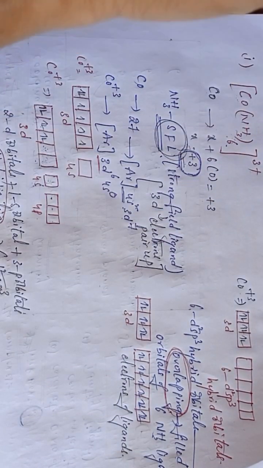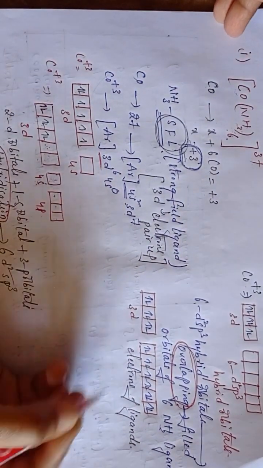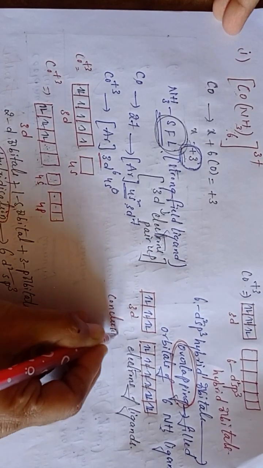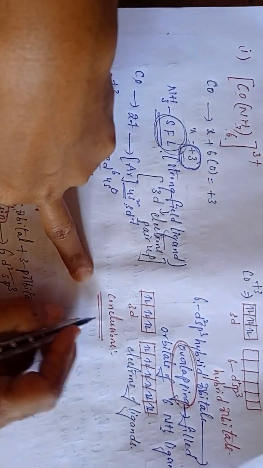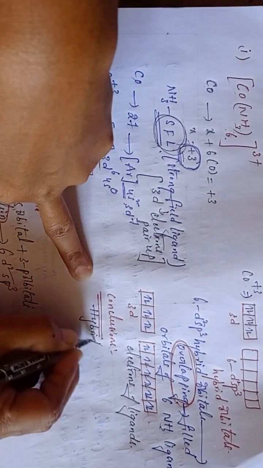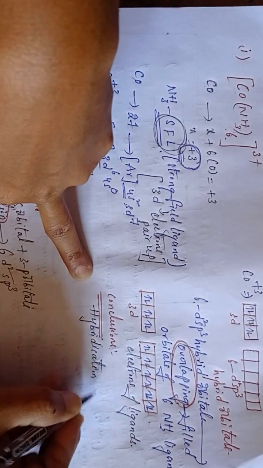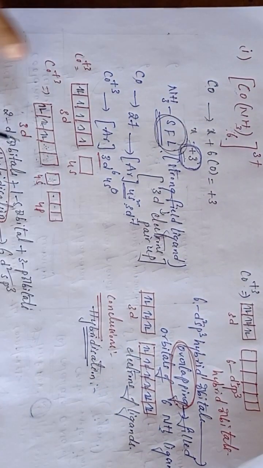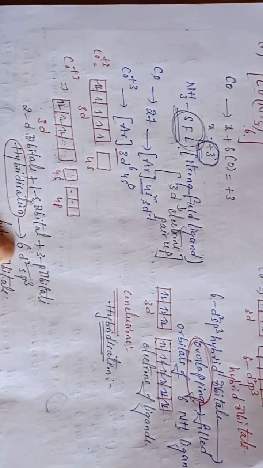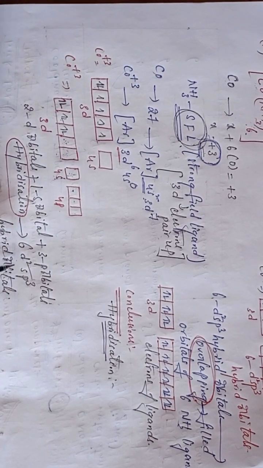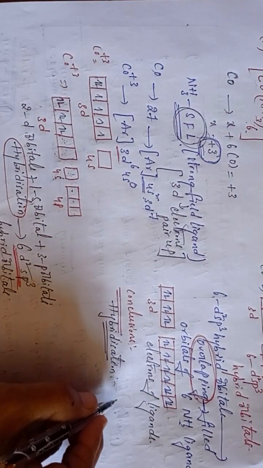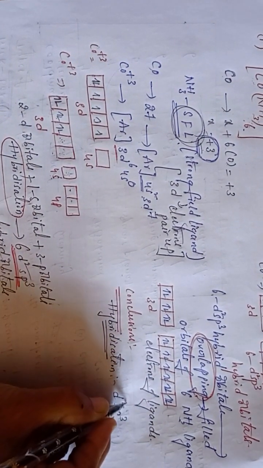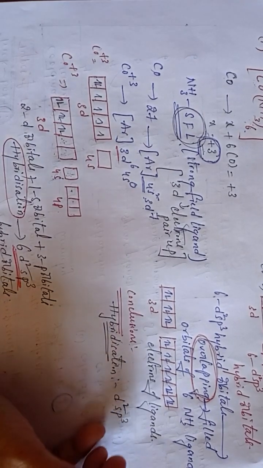So first, the conclusion. What conclusions do you have to write here? First one, hybridization. Tell me students, what is the hybridization here? Which hybridization? d2sp3, correct? d2sp3 hybridization. This is the hybridization. Right here, d2sp3 hybridization. Next one, geometry.